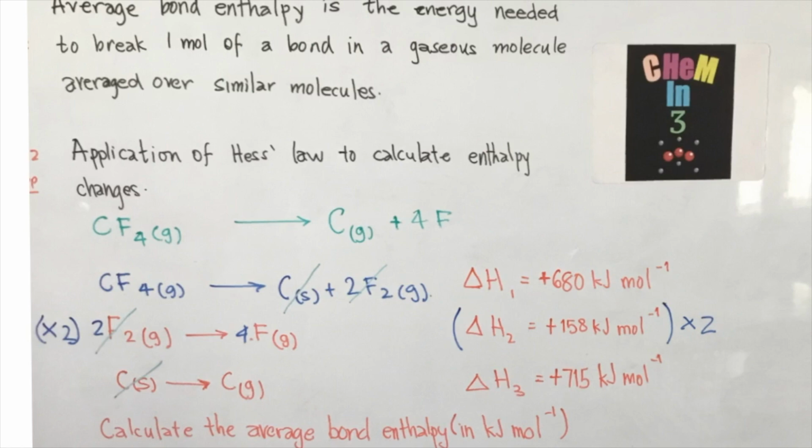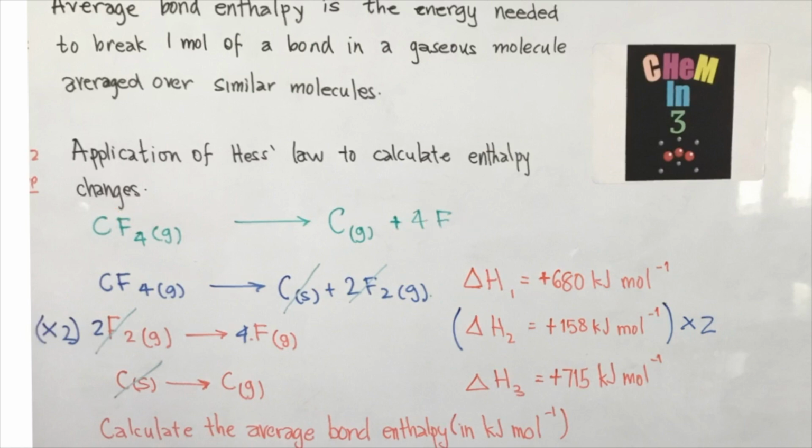And you need to use the equations provided. But before using those equations, you would need to lay out an equation like this one here to represent the average bond enthalpy of the CF bond in the CF4 molecule. And this equation represents this.